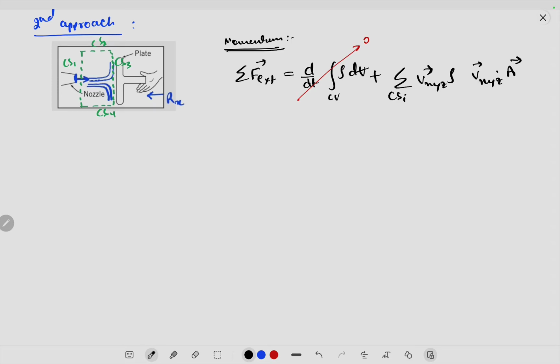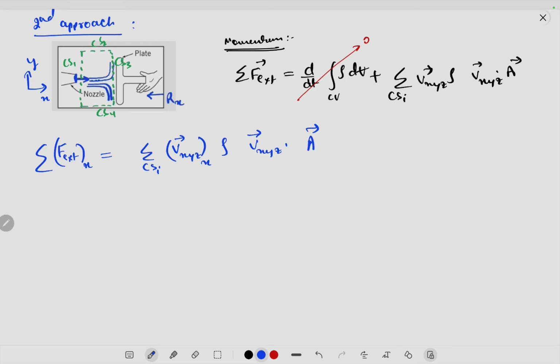Now again, because we are required to find Rx only, the horizontal force, this is x, this is y, we'll only consider this equation in the x-axis. So F external along x-axis is equal to summation over CS1 of Vxyz along x-axis times rho Vxyz dot A vector.